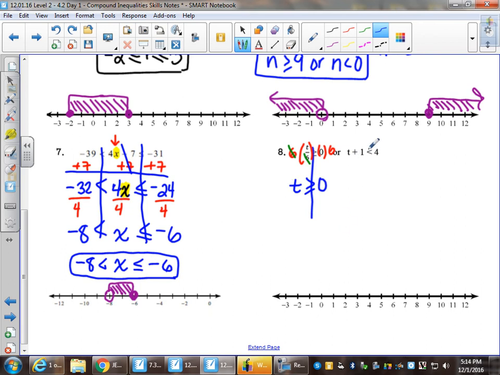Now let's come over here and look at our second inequality. T plus 1 less than 4. Line down your inequality sign. I can subtract 1 from both sides. And we get t is less than 4. So our final answer is t is greater than or equal to 0, or t is less than 4.